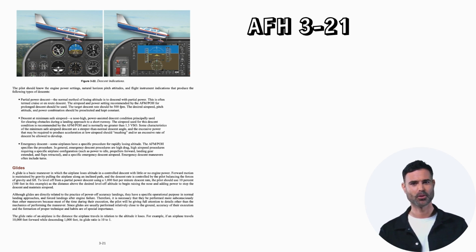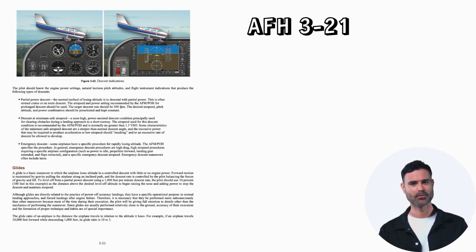This is often termed cruise or en route descent. The airspeed and power setting recommended by the AFM-POH for prolonged descent should be used. The target descent rate should be 500 FPM. The desired airspeed, pitch attitude, and power combination should be pre-selected and kept constant.